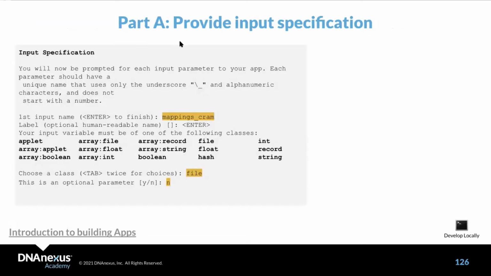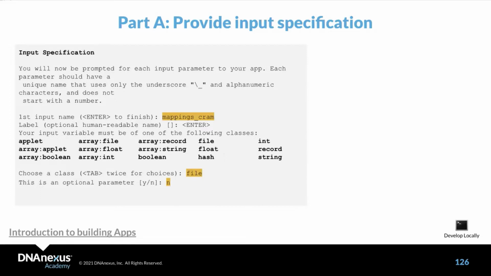Then, after providing some information about the applet, you need to provide information about each input and each output that it will need or produce. So here we have mapping CRAM, and you see that you can have a label, which is a human-readable name. In our case, it would be CRAM file with alignment. And then you can select what the data type is. Ted will talk in more detail about these different data types. For this example, it will be file, because CRAM files are part of the Bulk files.